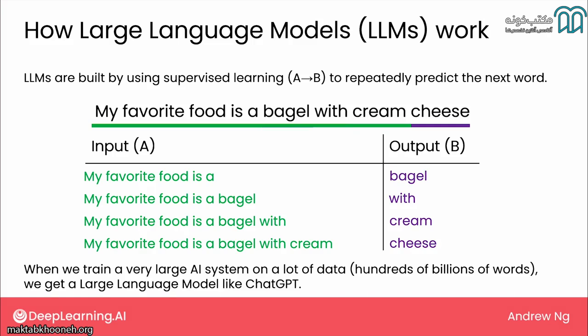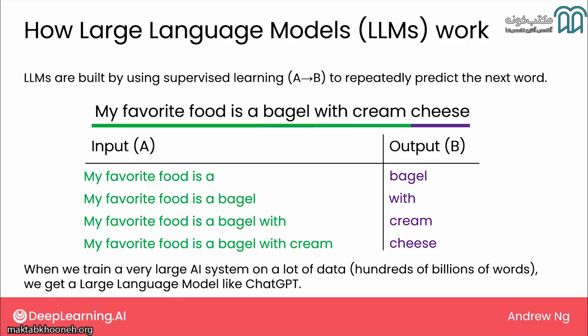When you train a very large AI system on a lot of data, for LLMs meaning hundreds of billions of words, and in some cases, more than 1 trillion words, then you get a large language model like ChatGPT that, given a prompt, is very good at generating some additional words in response to that prompt.